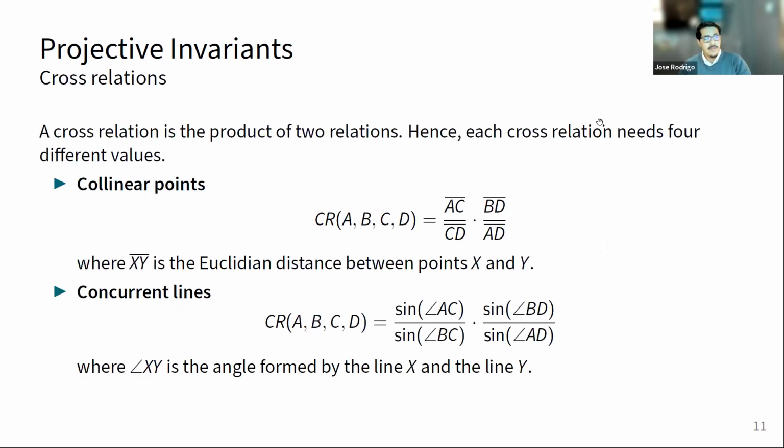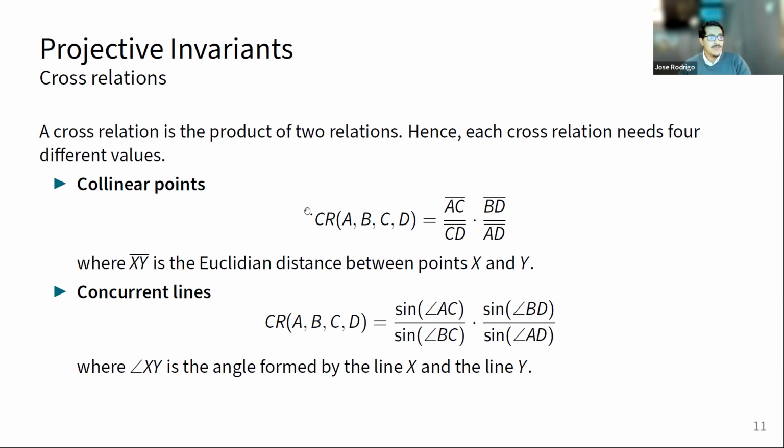The third property that we are seeing today is cross relations. Cross relations are product of 2 relations. Hence, each cross relation needs at least 4 different values. In our method, we're going to use the collinear points cross relation and the concurrent lines cross relation.